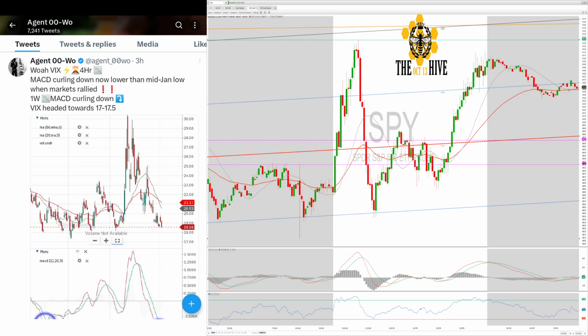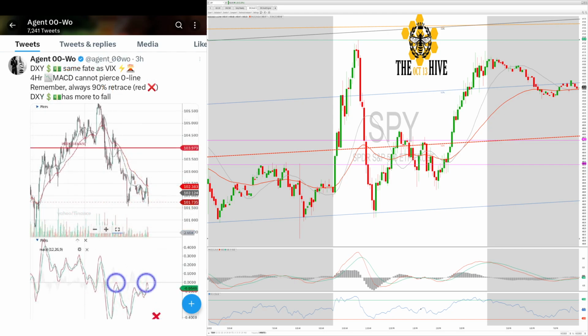By the way, mid-January, when the VIX hit that, that's when the market surged for a month. And now, today, we are lower than that. You could barely make out the circles, but it is lower. So the VIX is in big trouble. And the 1-week MACD on the VIX is curling down. That is never good, ever. I think VIX is heading towards 17 to 17.5. That's where you're going.